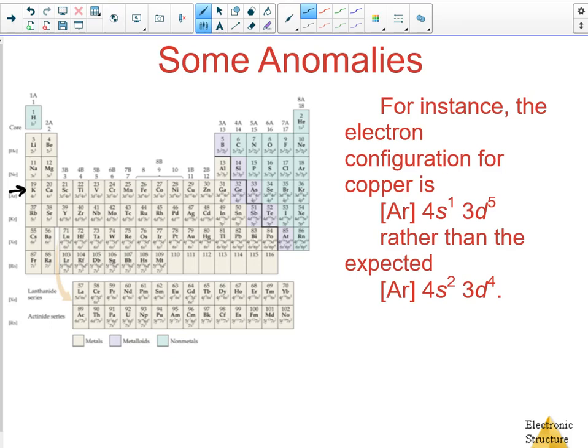So just look real quick here. Copper lives right here, correct? All right. What copper will do is copper will promote one of these S electrons to completely fill the D shell. It's more comfortable if all 5 of the D clouds are full, but only one.